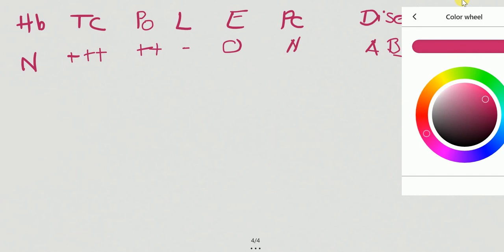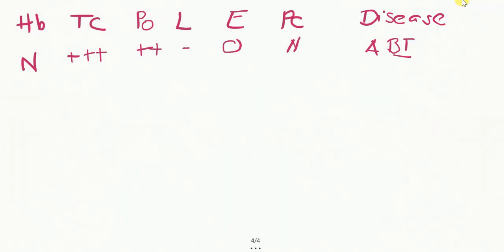Let me change the color now. Let's proceed to another color. Next patient we will take. In this one the HB is normal, and the total count is again increased. If you compare with the other patient, you will know exactly how we are proceeding. The polymorphs are increased, and the lymphocytes are low again. The eosinophils are normal, and the platelet count is high.